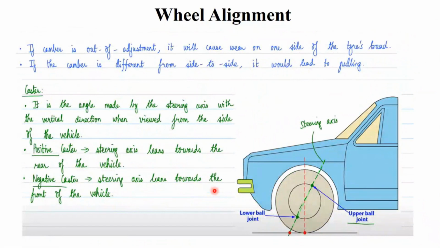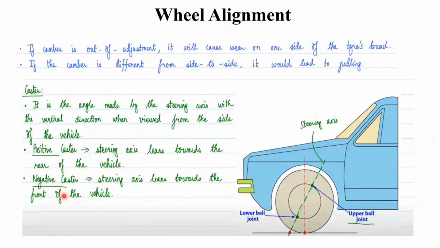And you also have the term called caster. Before going to this, let us see the important aspect here. If camber is out of adjustment, it will cause wear on one side of the tire tread. And if the camber is different from side to side, it would also lead to pulling. And you have another parameter, which is the caster. Caster is the angle made by the steering axis with its vertical direction when viewed from the side of the vehicle.